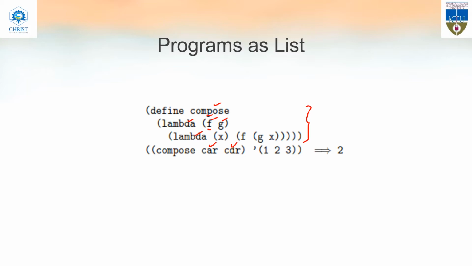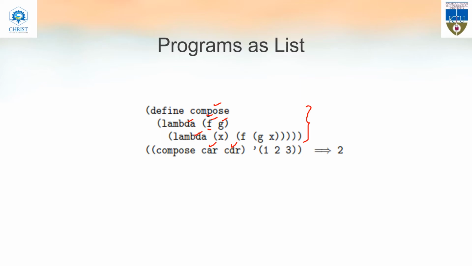I hope it is clear. Car is the first argument of compose, so here I have defined the first argument as f. Cdr is the second argument of compose, so here I have defined it as g. And inside this function there is another function which has an argument x.